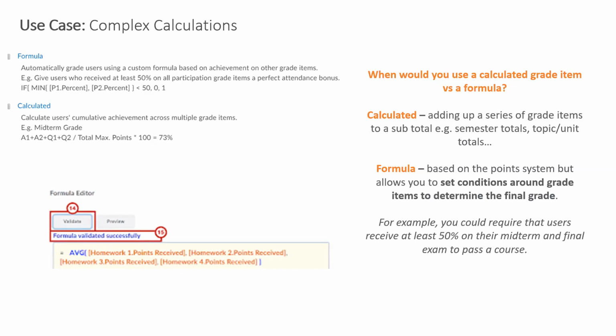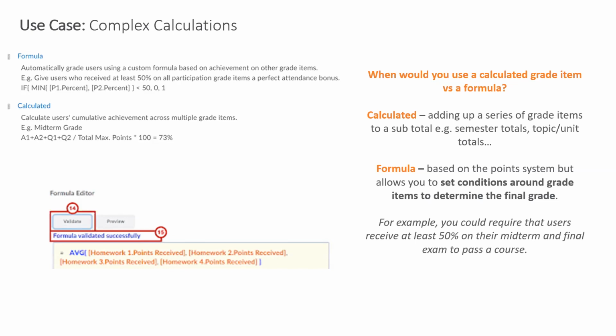So as an example, if you wanted to make sure that people received at least 50% on their midterm and a final exam to pass their course, then you'd use the kind of formula there. Or you can give at least 50% on all participation grade items to achieve a perfect attendance bonus.